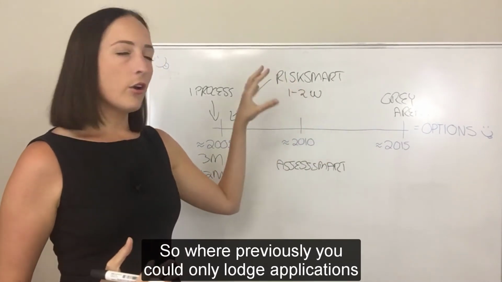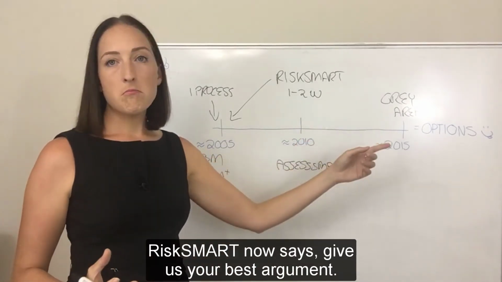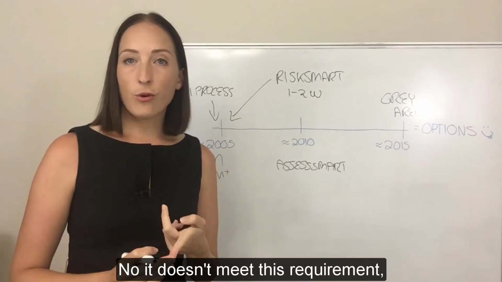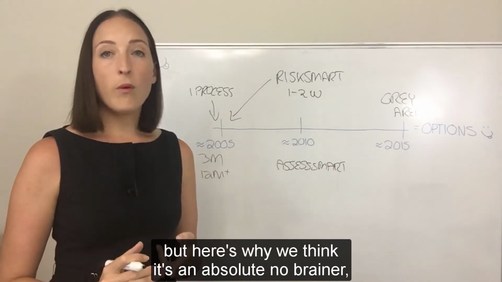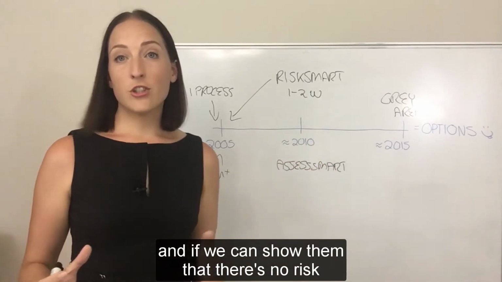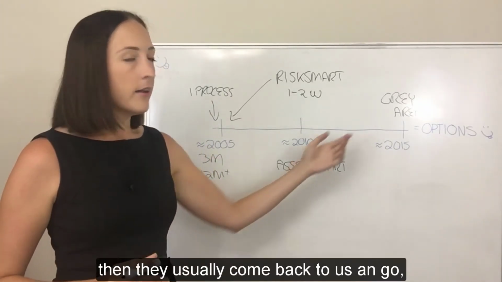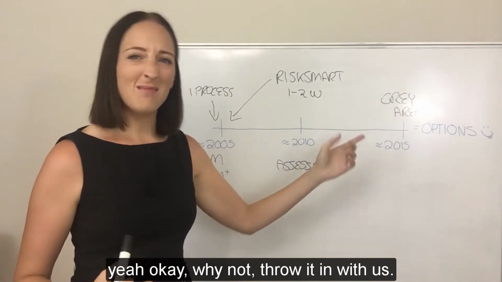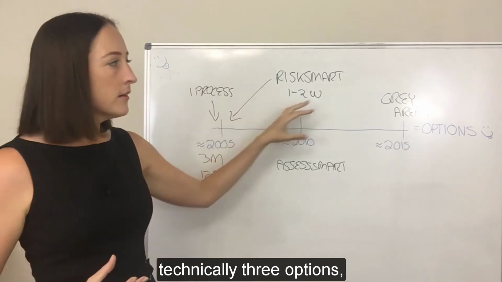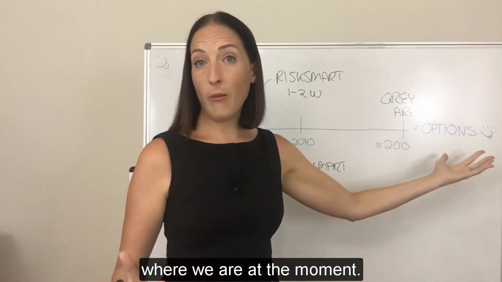So where previously you could only lodge applications through there that ticked every single box, RiskSMART now says, well, give us your best argument. So if we can go to RiskSMART and say, hey, look, it doesn't meet this requirement, or it doesn't meet that requirement, but here's why we think it's an absolute no-brainer in terms of complying with the performance solution. And if we can show them that there's no risk in terms of neighbours' complaints, which we usually do via the submission of neighbours' letters, then they usually come back to us and go, yeah, okay, why not? Throw it in with us. So we now end up with these technically 3 options, but a bit of a grey area in between. So now we come to present day, where we are at the moment.